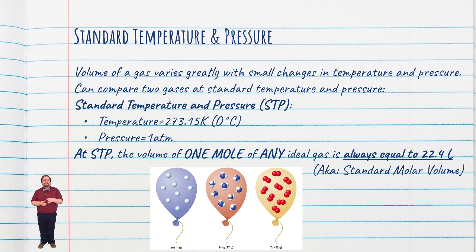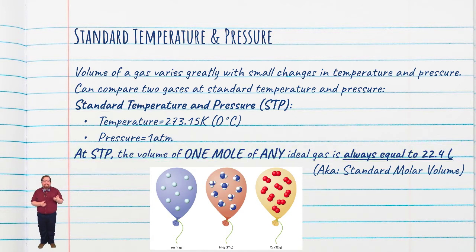So if you're doing an ideal or combined gas law problem, and in that problem it says the gas is at STP, that means the temperature is 273.15 Kelvin, and the pressure is 1 atm. The beauty of ideal gases and STP is that for any gas, no matter what gas it is, 1 mole of that gas at STP has a volume of 22.4 liters, no matter what. This is known as the standard molar volume.